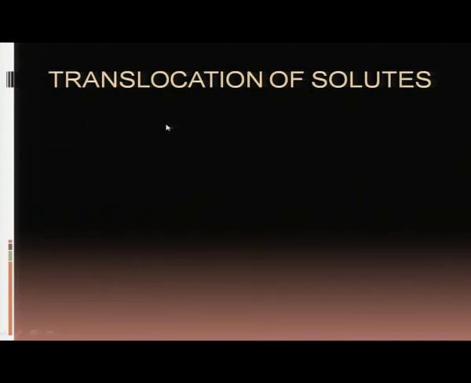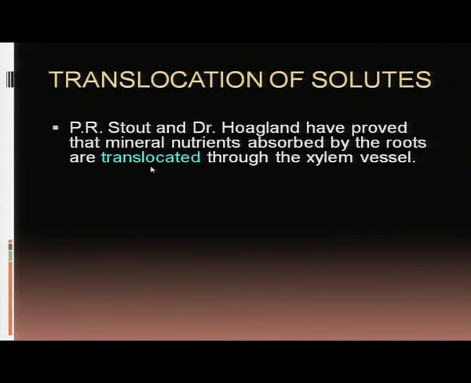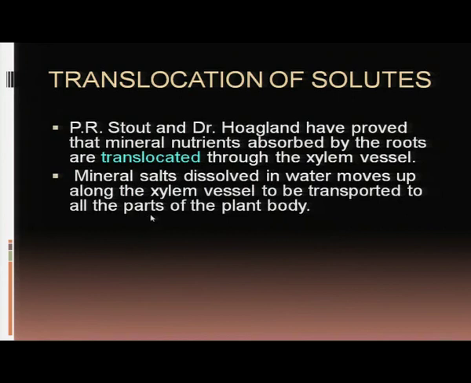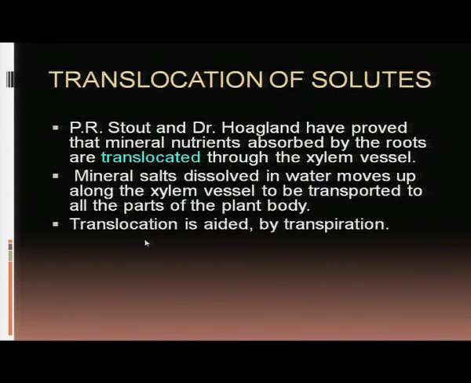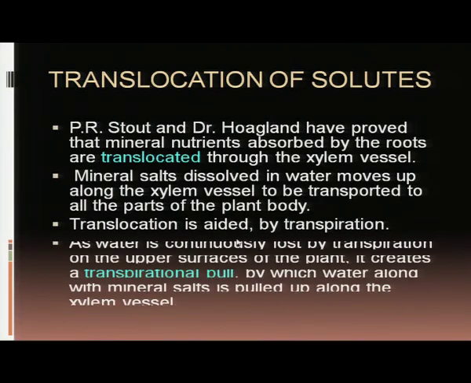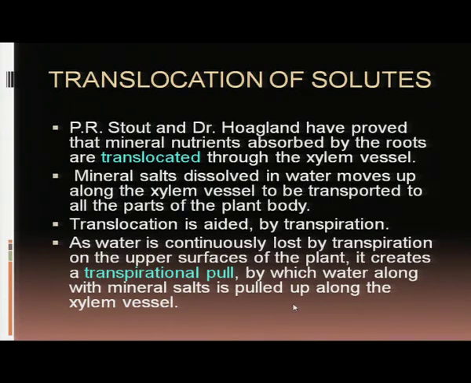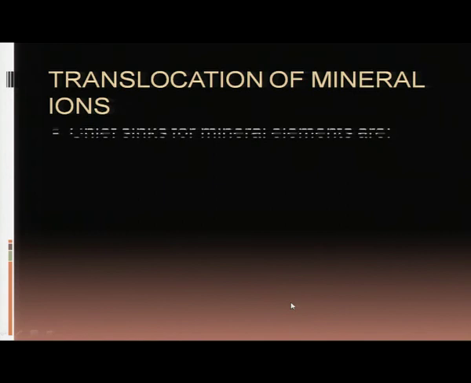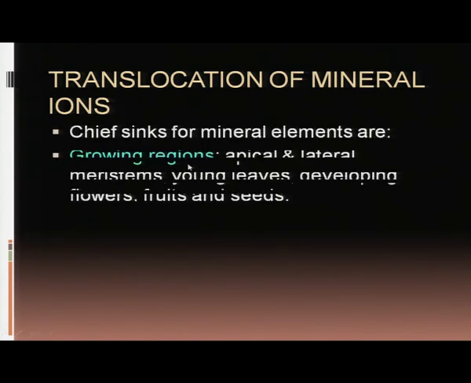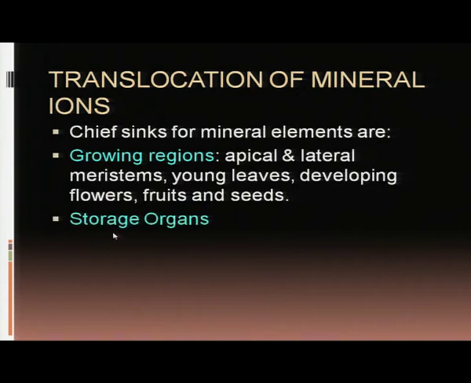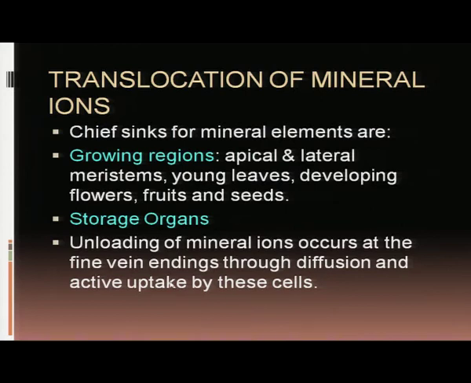Talking about the translocation of mineral ions, they are translocated through the xylem vessels along with the water. So, translocation is aided by transpiration, and water is taken up by transpiration pull. So, the minerals are also taken up by transpiration pull. The chief sinks for mineral elements are the growing regions and the storage organs. So, this is where the mineral elements are taken. And how are they unloaded from the veins? It is done by diffusion and even by active uptake by the cells.